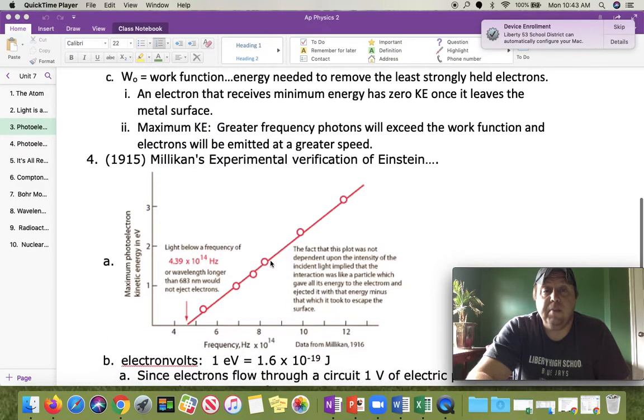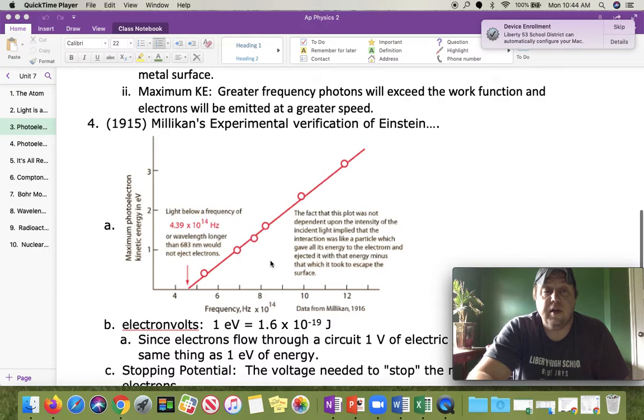In 1915, Millikan actually ran an experiment and verified that Einstein was correct. So let's spend a few seconds here talking about this graph. Notice this is the maximum photoelectron kinetic energy. Now they have it in electron volts. I'll go over that in a little bit. It's been a long time since we've seen that term, so we're going to have to make sure we go back and understand it. Remember, electron volts is just another energy unit.